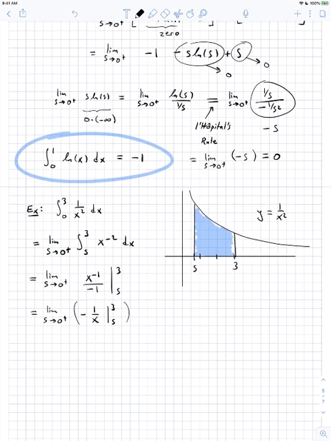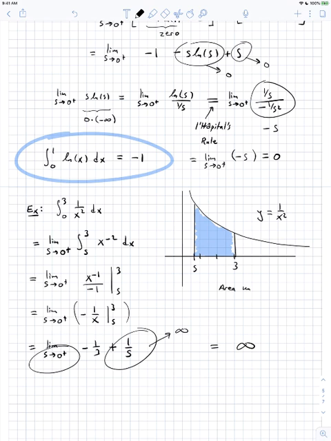So this thing we can compute in terms of s. Limit as s goes to 0 from the positive side, so this is minus 1 over 3 minus minus 1 over s. But as s goes to 0, 1 over s goes to infinity. So this thing is infinity minus 1/3, which is infinite. So that means the area under the curve is infinite.